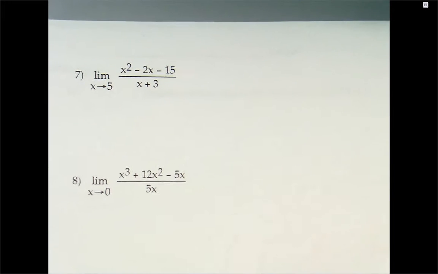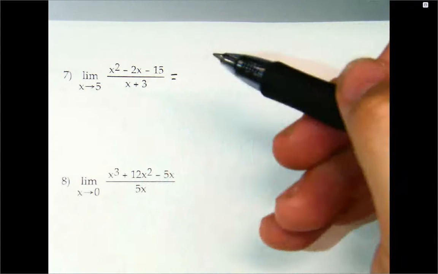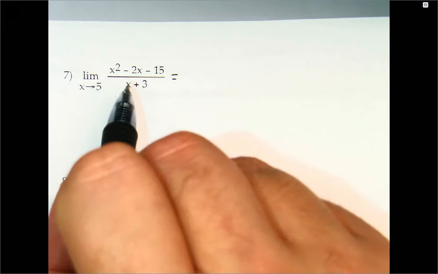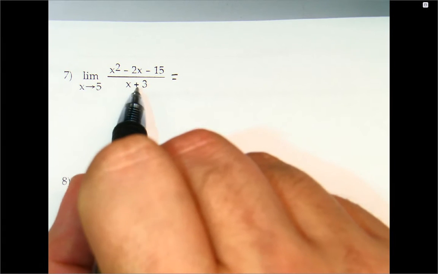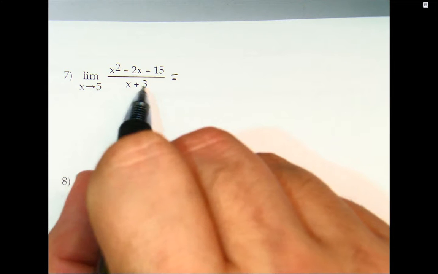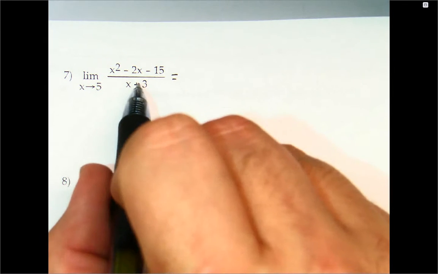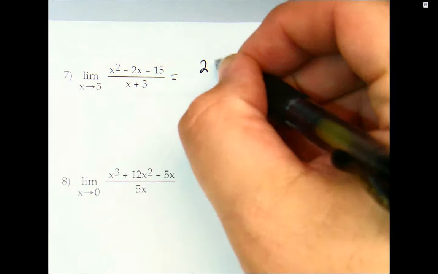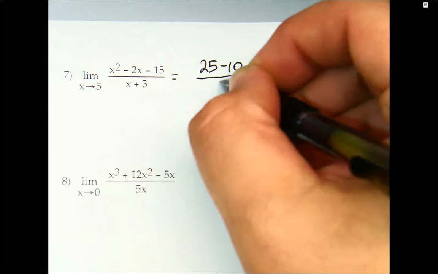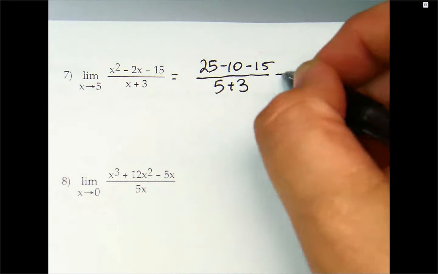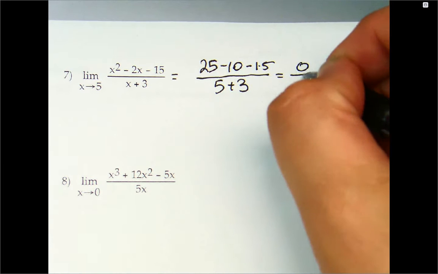Now here, we're going to see if we can divide out, but we really don't have to divide out common factors, because if we plug in the value, we'll be okay, because it's not going to cause any issues in the denominator. So it's a rational function. All we have to do is 25 minus 10 minus 15 all over 5 plus 3. 25 minus 10 is 15, minus 15 is 0. 0 over 8, which is 0.